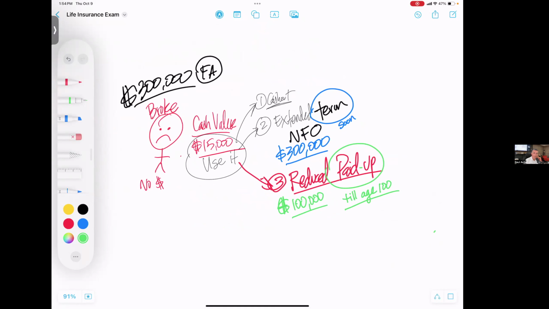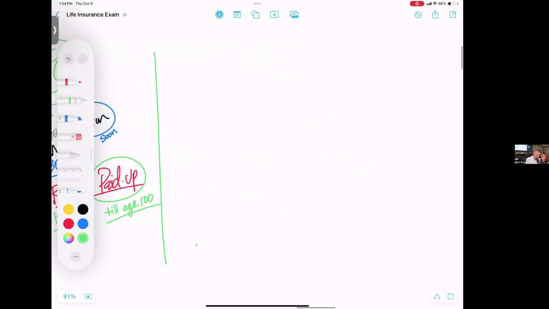You got it? I know for the extended term, oh wait, never mind. It was a different one. On one of the policies, you can use your dividends. Yeah, it was dividends. So this is non-forfeiture options. The other one is dividend options.